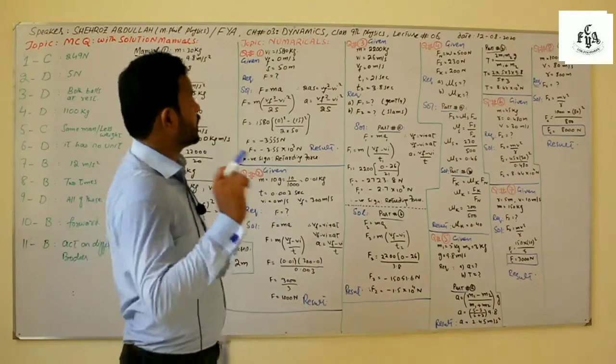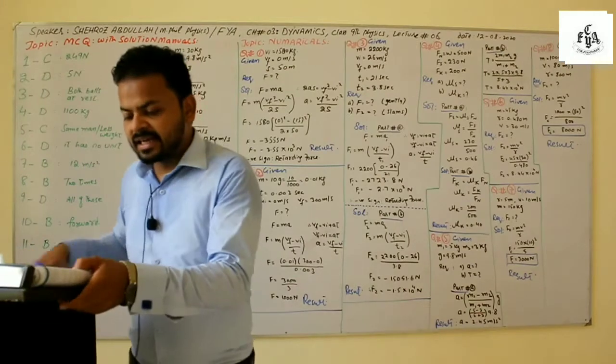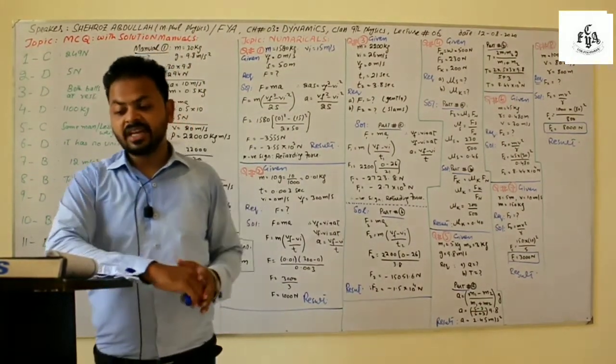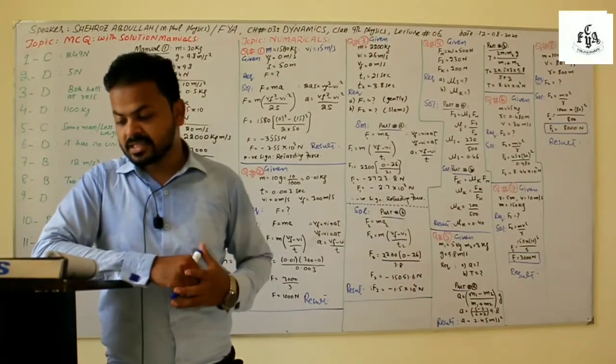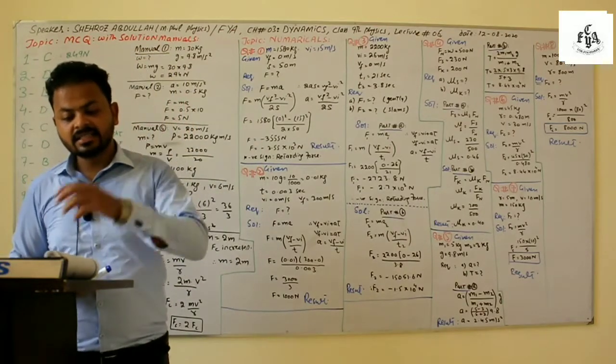Let me read the statement of the first numerical. Let's discuss numerical number 1. It says a 1580 kilogram car is traveling with a speed of 15 meters per second. What is the magnitude of the horizontal net force that is required to bring the car to a halt at a distance of 50 meters?